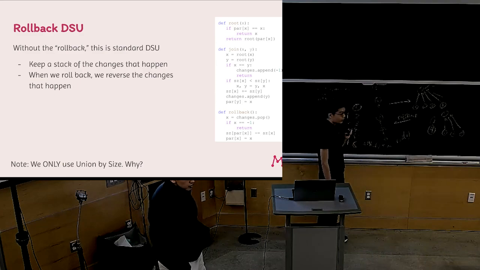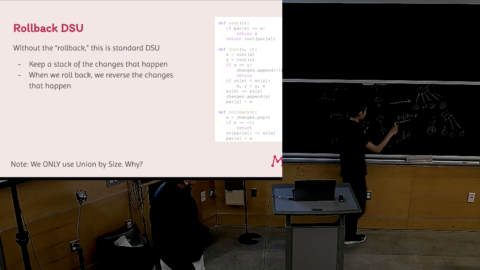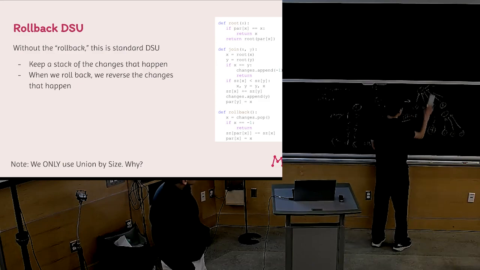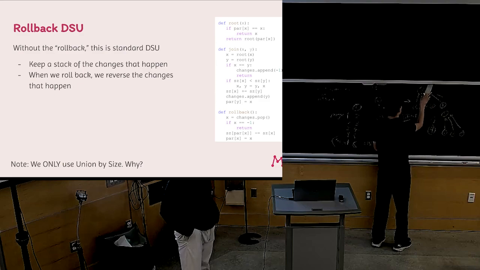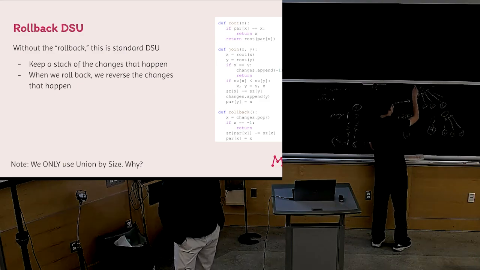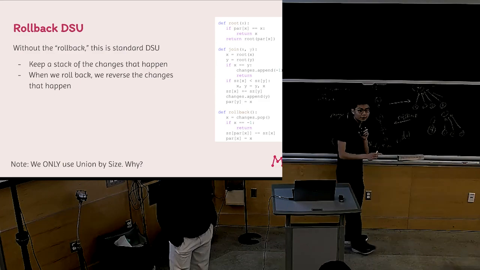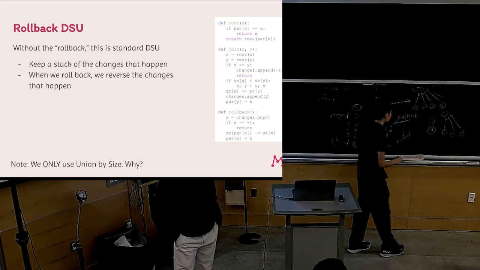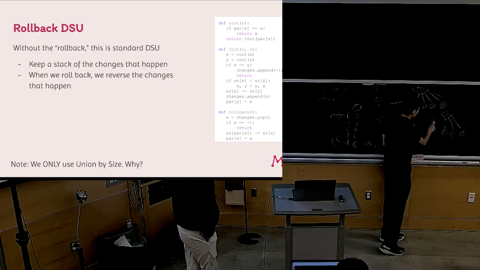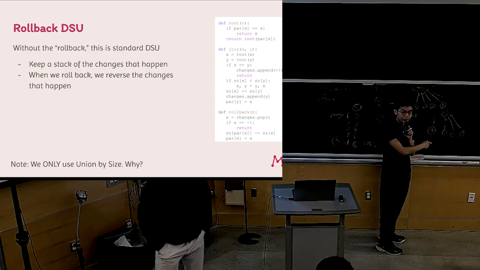Wait, why can't I just undo the parent of 5, I still have 5. Yeah, that's what we were just doing here. So let's say we roll that back, and then 5 now points to 5. And now let's do one more roll back. Let's roll back 4 to 5. So the only thing we can do is just set 4's parent back to itself, right?